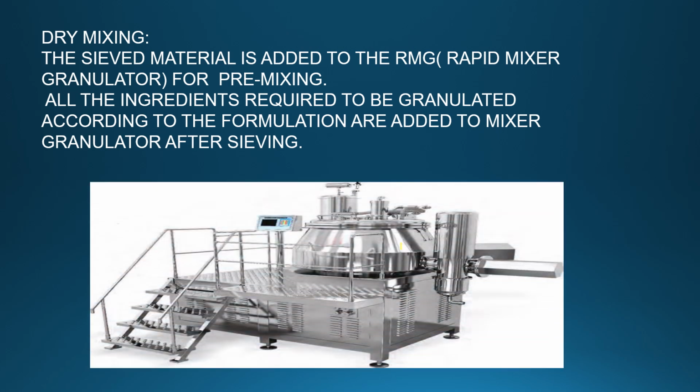This is a picture of a rapid mixer granulator. This is the mixing bowl of a rapid mixer granulator in which the materials are added through a hopper. The detailed description plus working principle of the granulator will be explained in the next video. So this is just for your reference, how a rapid mixer granulator looks like.